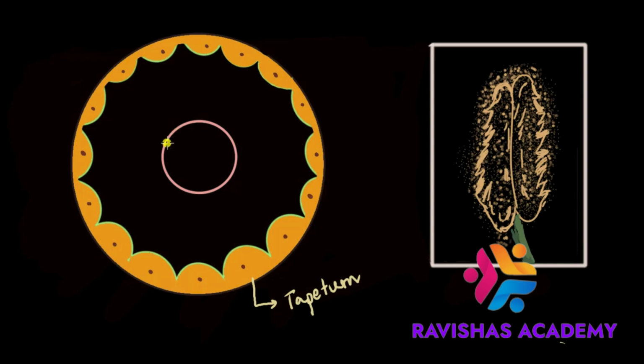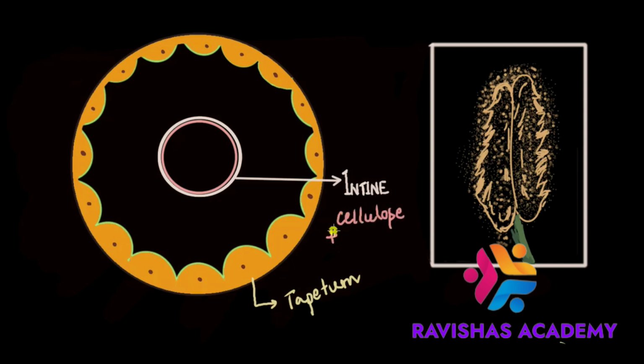But around this plasma membrane, this microspore now starts secreting another layer which is called the intine. This intine is made of cellulose and pectin. So these are the substances that make up this layer, and who produces this intine? This microspore itself.